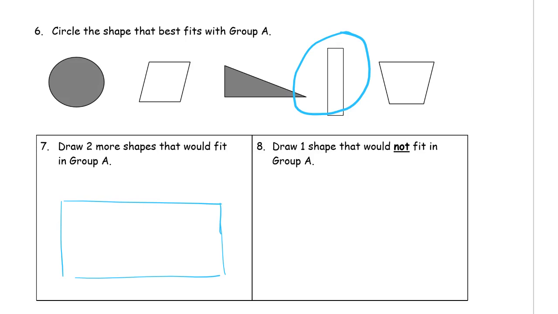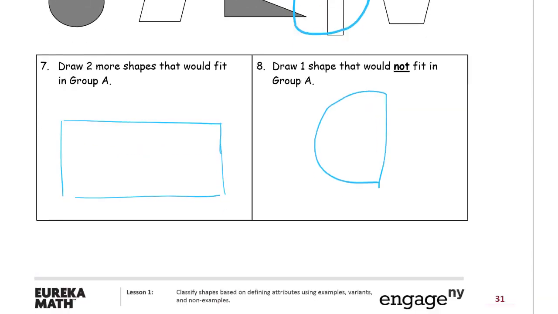And a shape that would not fit in group A. Well, how about one of these? Kind of like a backwards letter D. That one does not have four straight sides or four square corners. Although this one might look like it's square. Maybe it is. Doesn't have to be. Doesn't matter. We need to have four square corners.